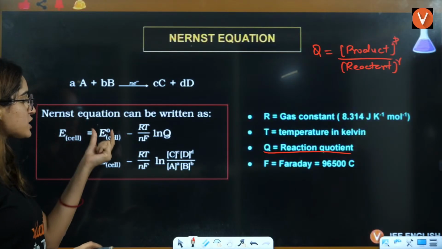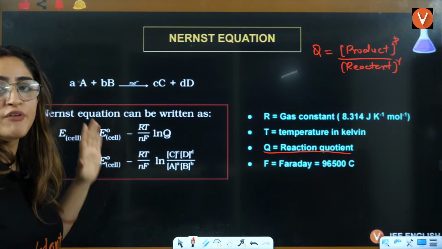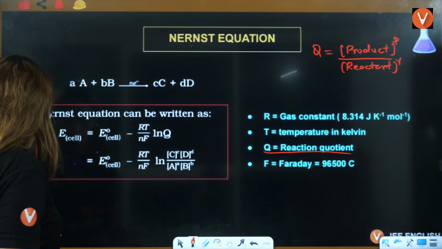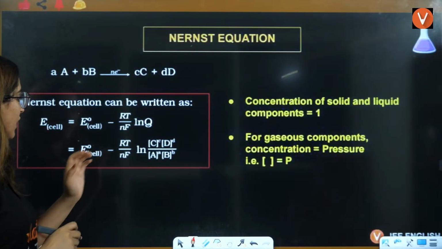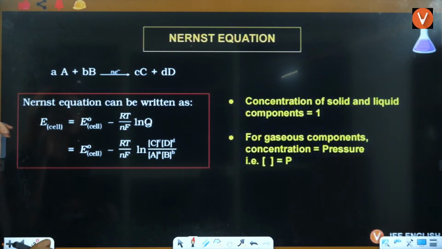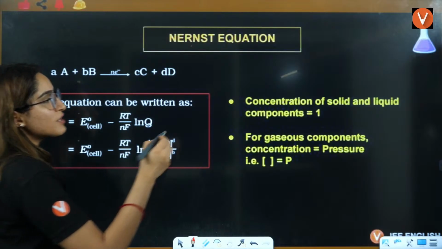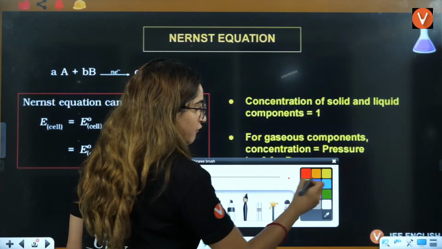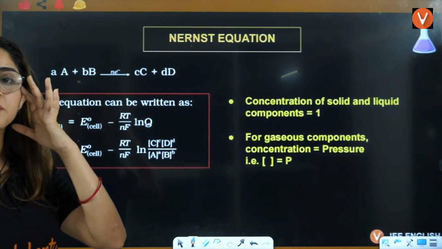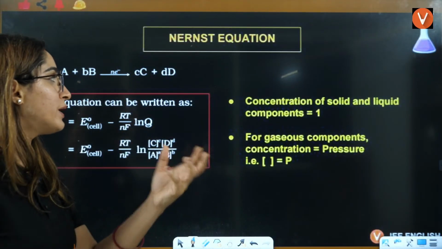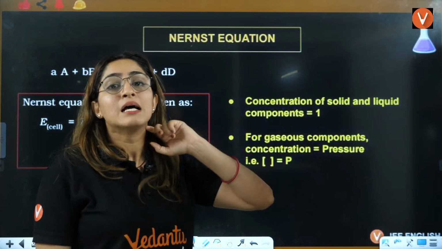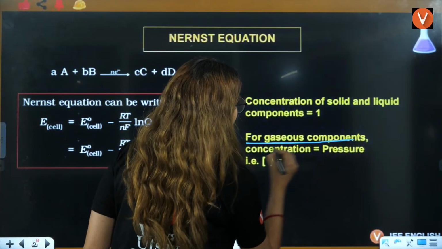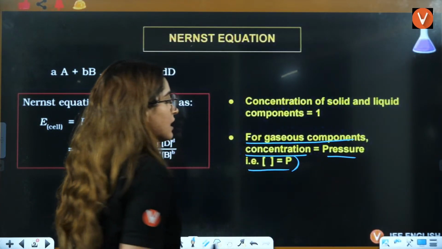That is E cell equals E naught minus RT by nF ln Q, right? If you want to put it in log, then the formula will change here. Another thing to always remember is that the concentration of a solid or liquid component is one. If the equation has a pure solid or pure liquid, then the concentration of that thing is going to be 1. For gaseous components, the pressure is equal to 1.